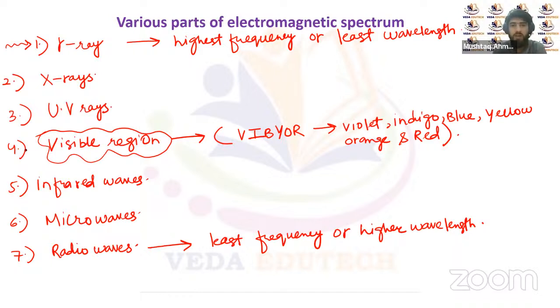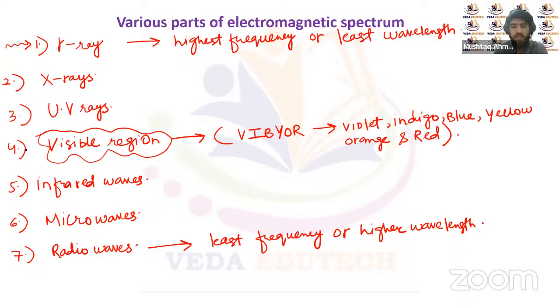Gamma rays are very penetrating, right? They have the highest penetrating power, right? So we should always protect ourselves from these rays, gamma rays, X rays, UV rays, right? Because they have the highest penetrating power and can damage our eyes or skin as well, right?